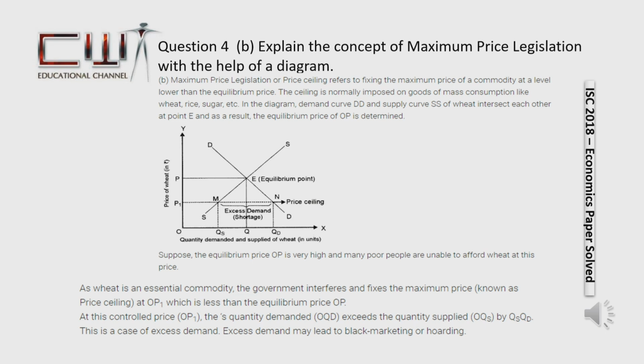At this control price OP1, the quantity demanded OQD exceeds the quantity supplied OQS by QS and QD. This is the case of excess demand. Excess demand may lead to black marketing or hoarding in the market.